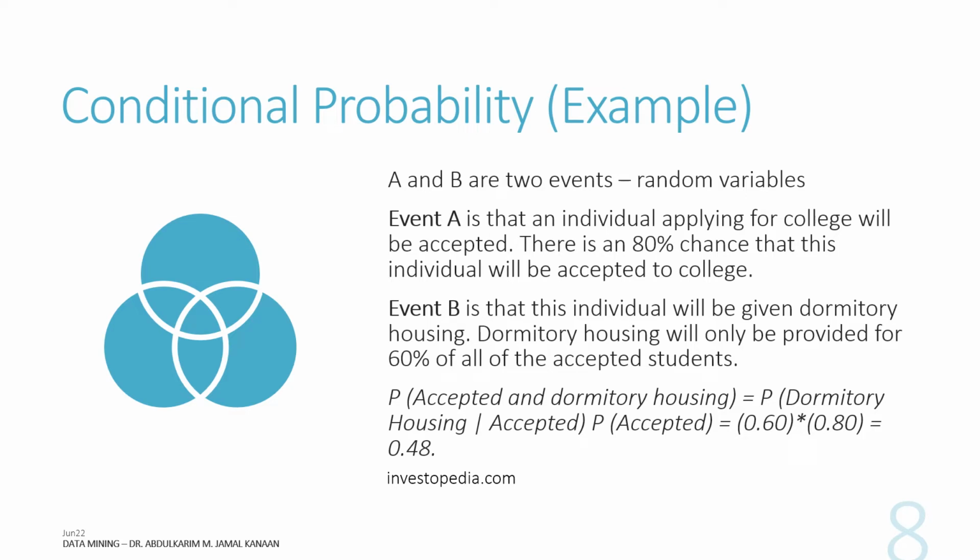And dormitory housing will only be provided for 60% of all the accepted candidates. In this case, if we are looking at the joint probability of being accepted and having dormitory housing, then we can use conditional probability, because event B is conditional. What is the probability of having dormitory housing given that the student is accepted, multiplied by the probability that the student is accepted? Then we get the joint probability.